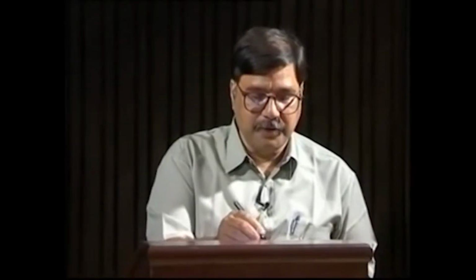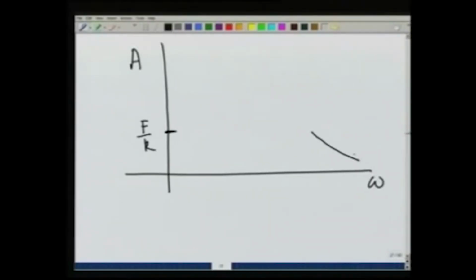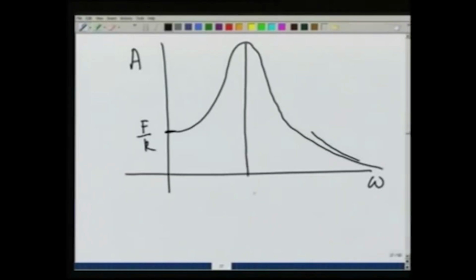So, it is clear that if I were to plot the amplitude of the motion with respect to the applied frequency of the force, it will have a value f over k at omega equal to 0, and it will decay as f over m omega square far away. In between, its behavior for light damping is something like this, where the maximum occurs at omega equal to omega 0.